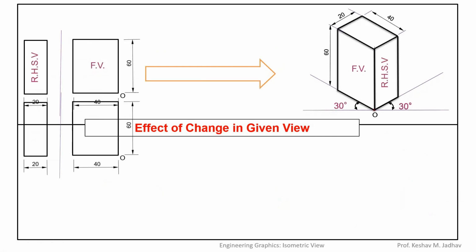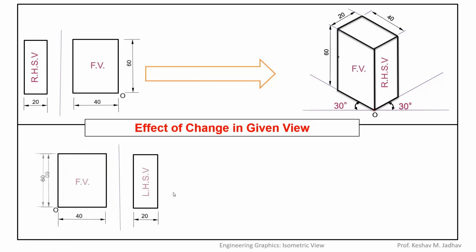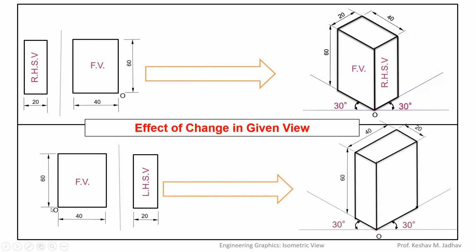Now suppose instead of front view and right hand side view, front view and left hand side view are given to us, then in that case our isometric view will be like this. Here we can see this front view is placed on the right side of point O. So we will get the front view on the right side of point O, and the left hand side view on the left side of point O, that is the front view will be in the XY plane and the left hand side view will be in the YZ plane. So always remember, the right hand side view will be on the right side of point O, that is in the XY plane, and the left hand side view will be on the left side of point O, that is in the YZ plane.